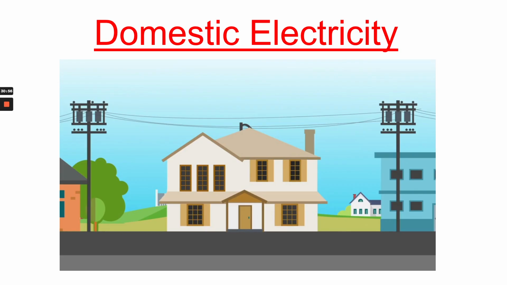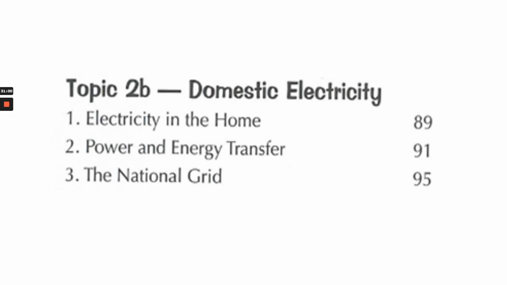Now we're on to the second part, domestic electricity. And this is 3 chapters. Electricity in the home, it's all to do with safety, energy transfer, and the national grid. How we get electricity from the power station to our homes.